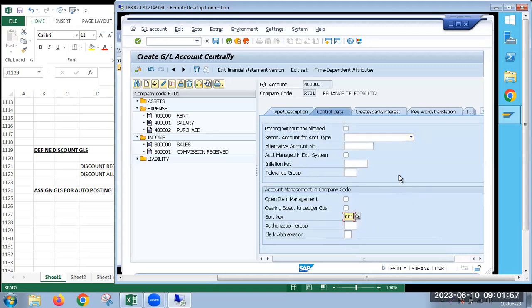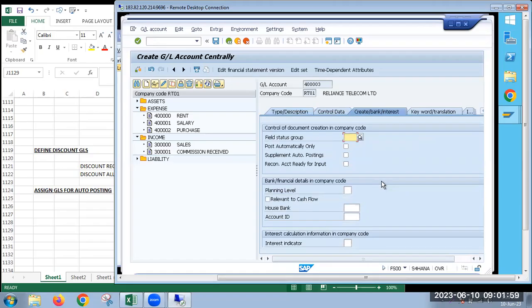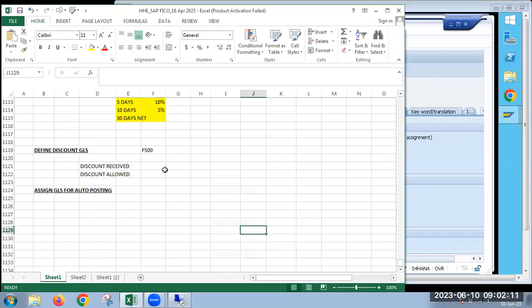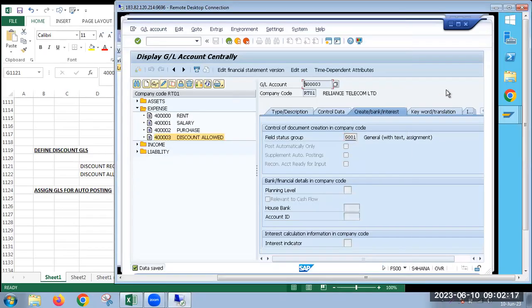Sub key. And also let's go for a filter of 001. Fine. Normal GL. Okay. Set. Discount received account created. Don't we have to mark the automatic posting on the account?